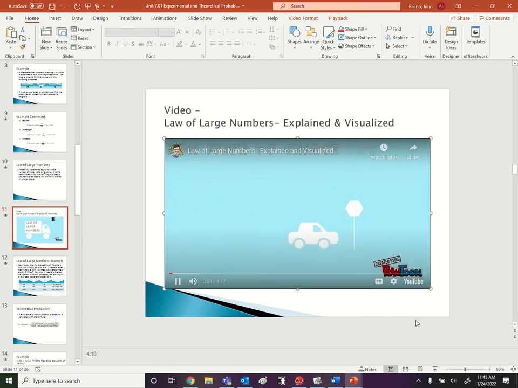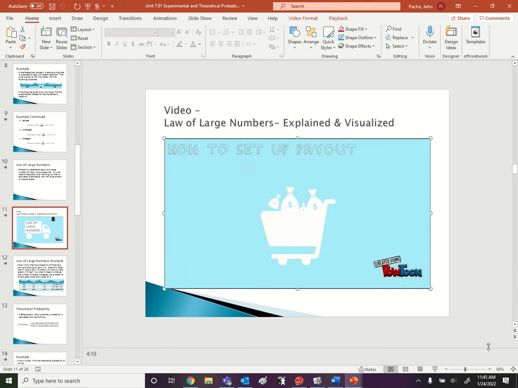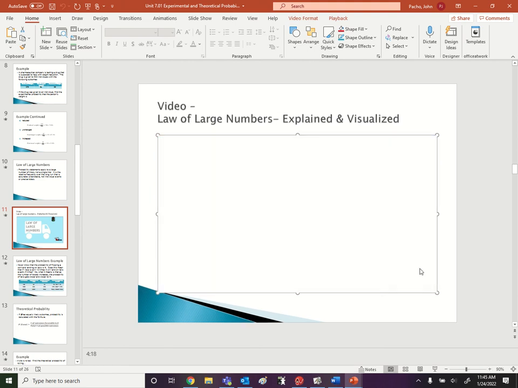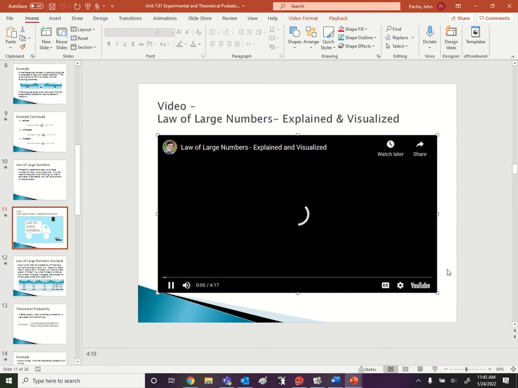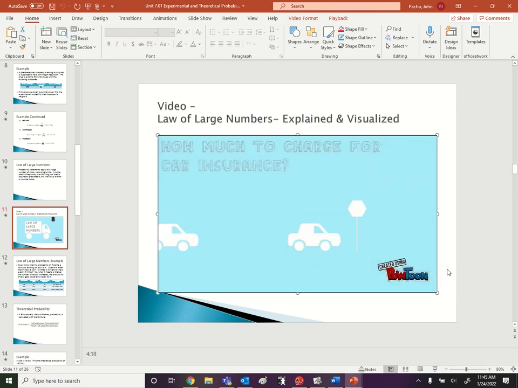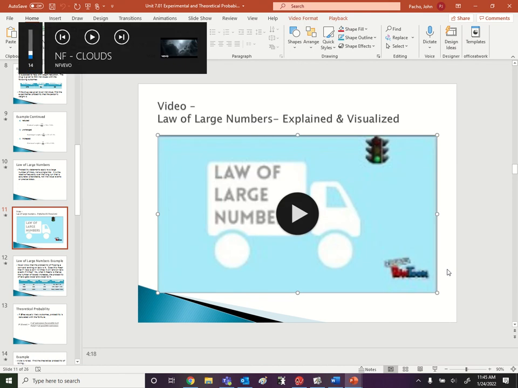How does an insurance company decide how much to charge for car insurance? How do casinos set up payouts? How does an insurance company decide how much to charge for car insurance? Dang it, why does this keep doing this to me?